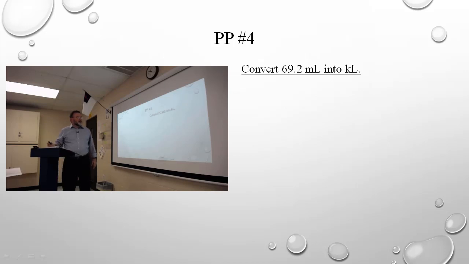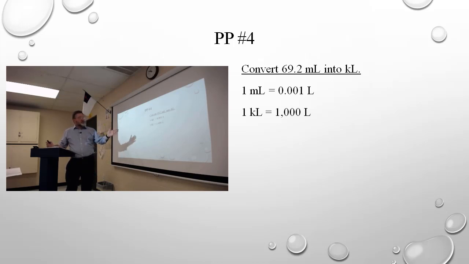Convert 69.2 milliliters into kiloliters. I'm going to have statements of equality that move me from milliliters to kiloliters. And if we follow the process I've been encouraging you, we're going to go through the intermediary step of conversion to liters, right? So a milliliter is 1/1000th of a liter, and a kiloliter is 1,000 liters.